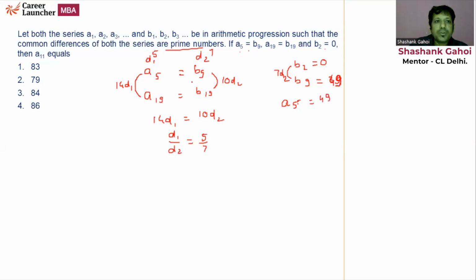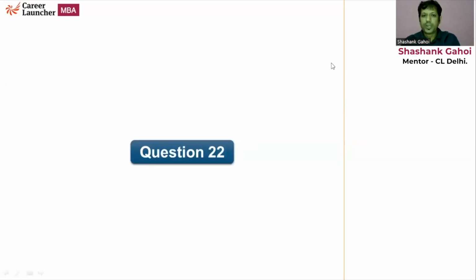Now the question is asking what is the value of A11. So A5 to A11, I am going to have a jump of 6D1. 6D1 is how much? 30. So I'm going to have a jump of 30. So this number comes out to be 79. So the value of A11 is going to be 79. So instead of using all the formulas, we can just use the basic concept of AP and we can get the answer. Let's start question number 22.